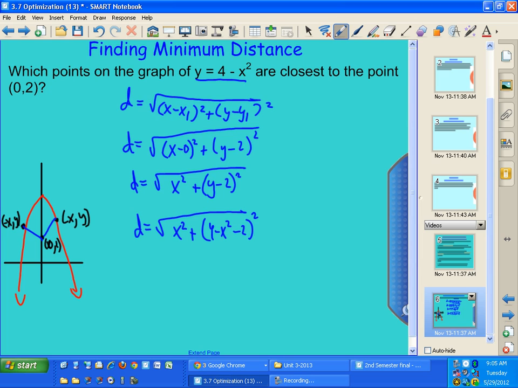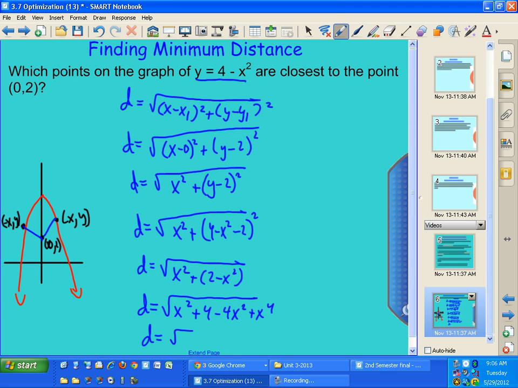Well, I can simplify inside that parentheses a little bit more, and now it's just a little bit of algebra here. And so now you'll notice everything's in one variable, which makes life a little bit easier. If I multiply this all out, I end up with underneath my square root x squared plus 4 minus 4x squared plus x to the fourth. And so my final distance formula, all simplified before I differentiate, is x to the fourth minus 3x squared plus 4.